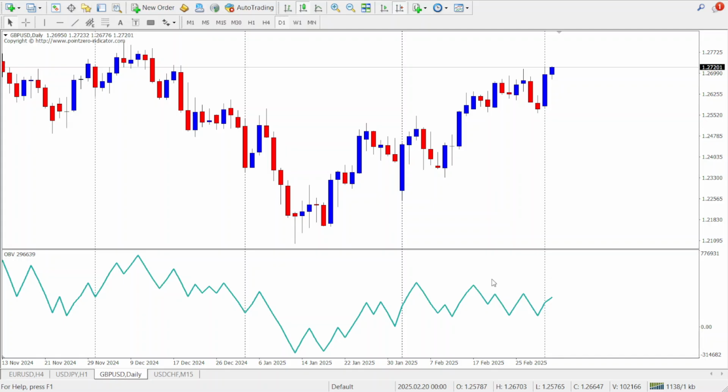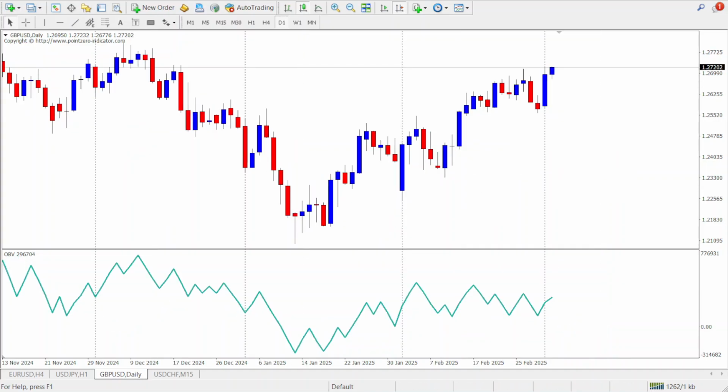And this is important. Just because price is moving up does not mean the trend is strong, okay? If OBV is not confirming the move, it could be a trap. So how do we actually trade using OBV? There are three key ways to use this strategy effectively. The first and easiest way is trend confirmation.